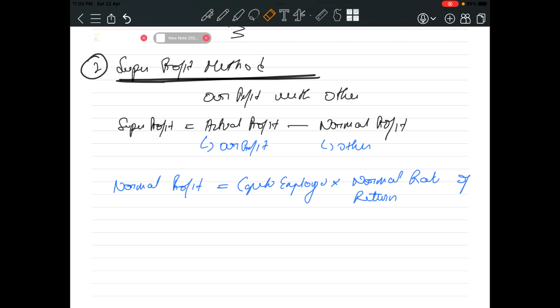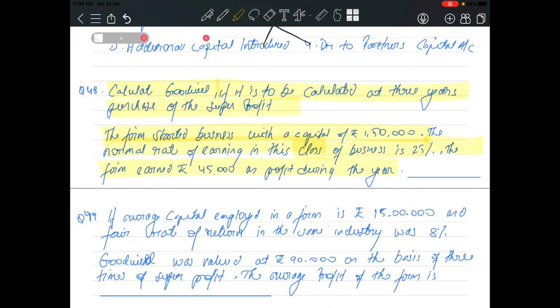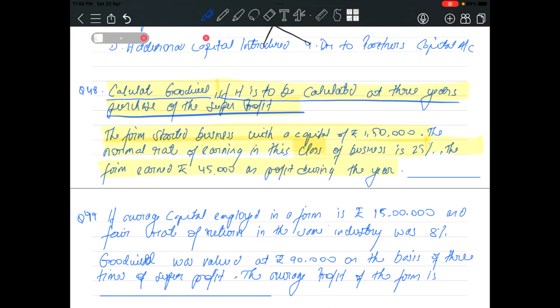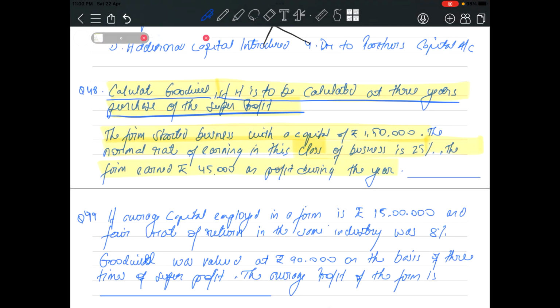Now let's move to the questions based on goodwill. Let's solve question number 48. Let's read the question once again. Calculate goodwill if it is to be calculated at 3 years purchase of super profit. So we have to calculate goodwill. Goodwill is equal to 3 into super profit. The question has simply given us that, calculated at 3 years purchase of super profit.